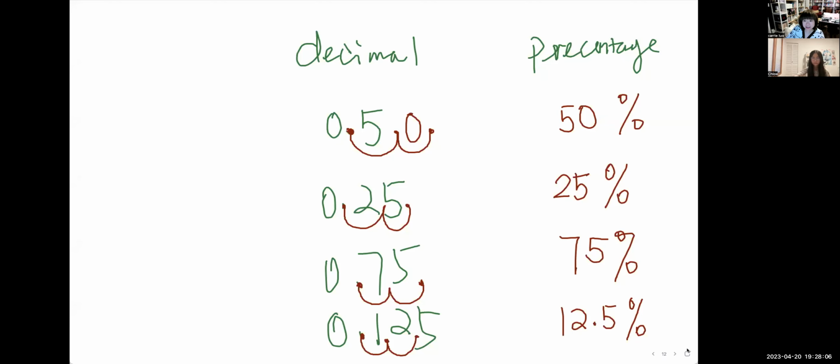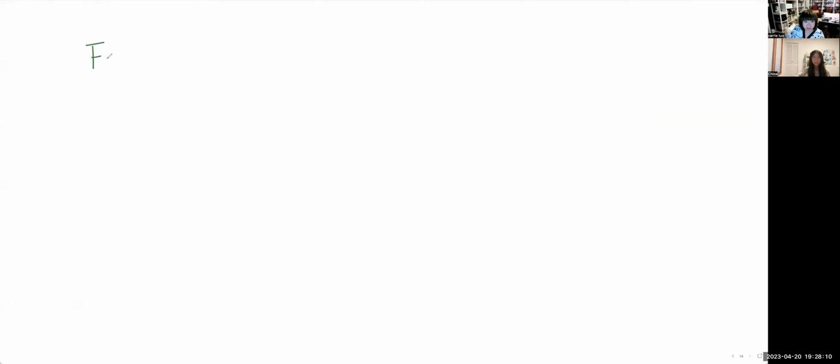I think you already understand how to transfer decimal to percentage and fraction to percentage and fraction to decimal, correct? So now I'm going to put all of them together, Chloe. So let's see if you can manage this or not, okay? So for instance, how to do it? So fraction and decimal and percentage.